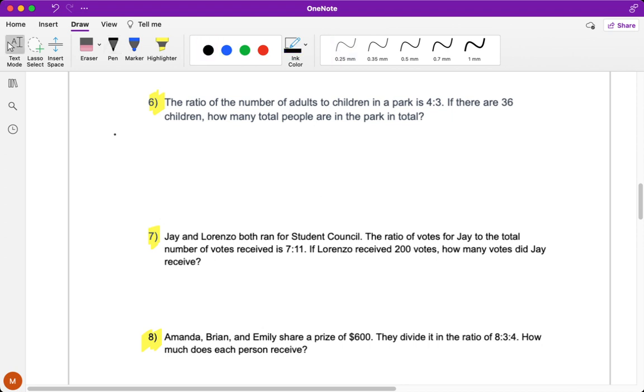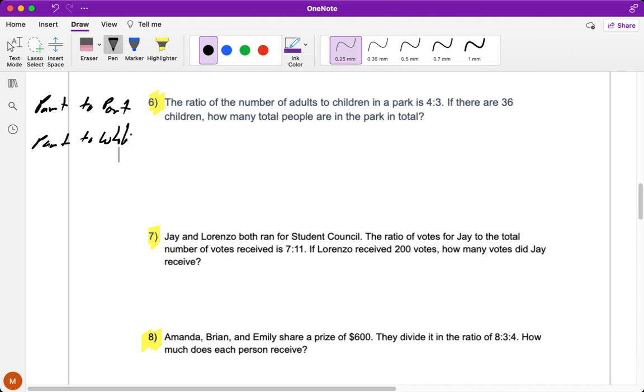So here it says the ratio of the number of adults to children in a park is 4:3. So I might just take note and say, okay, they're giving me adults to children, so this is a part to part type question. This will allow me to see, is it being consistent throughout the question, or do I need to manipulate my ratio? If there are 36 children, how many total people are in the park? So now we're going part to whole.